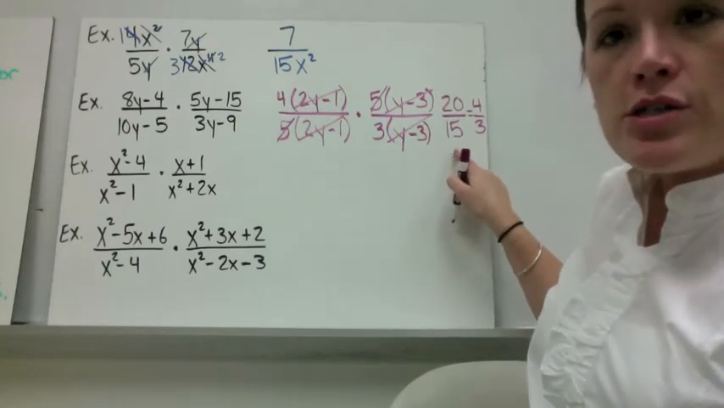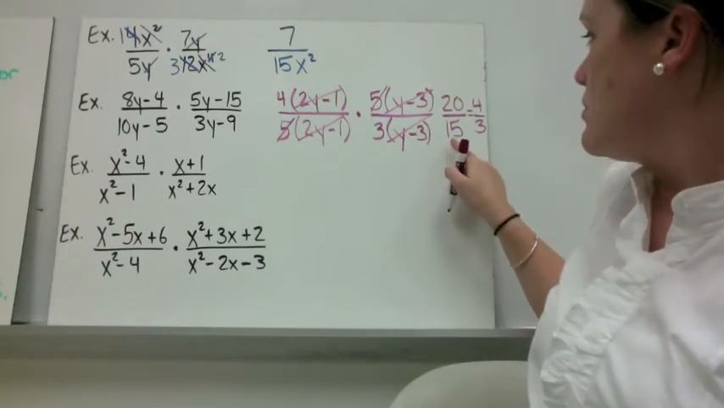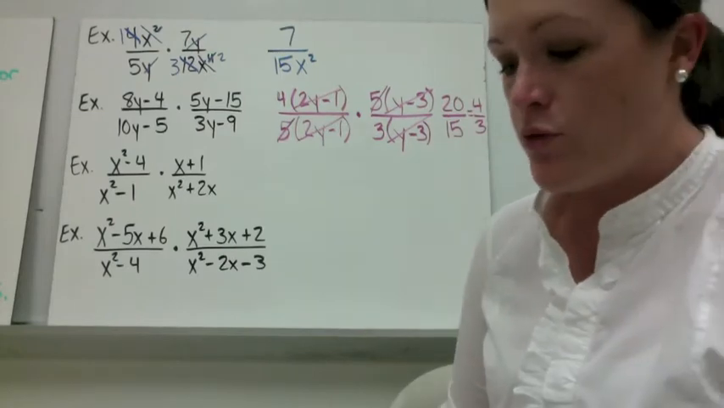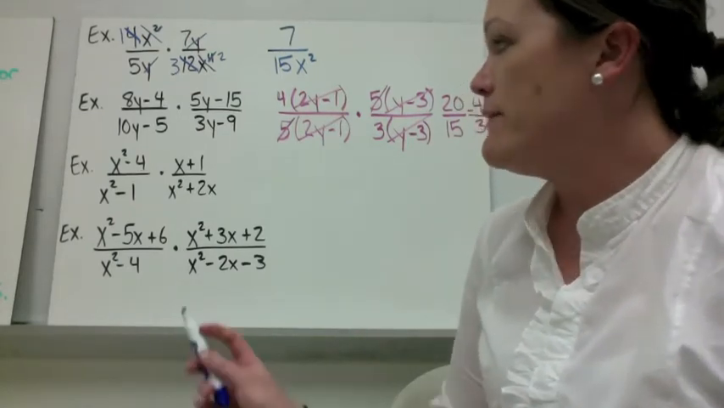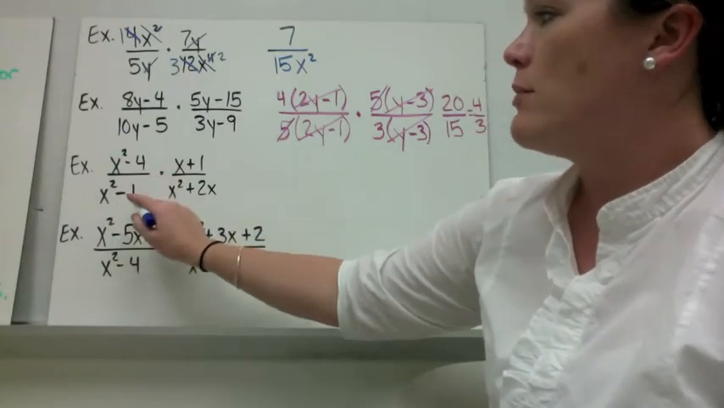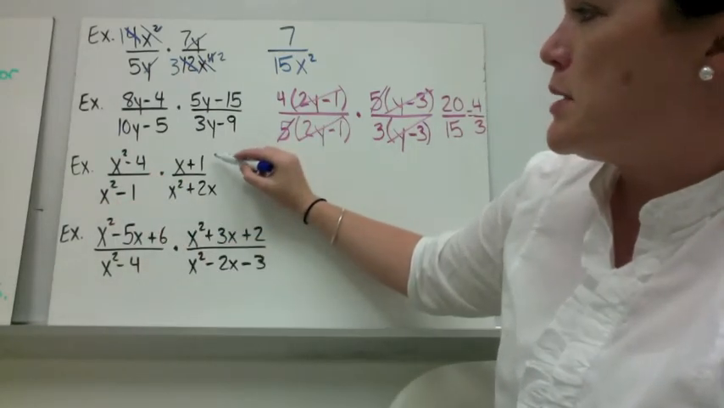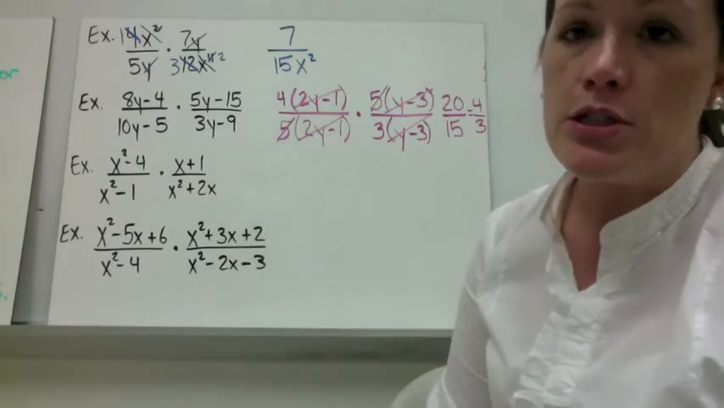But if you forget, you just need to check at the end and make sure you've simplified as much as possible before you're finished. So let's look at example 3. We have (x squared minus 4) over (x squared minus 1) times (x plus 1) over (x squared plus 2x).